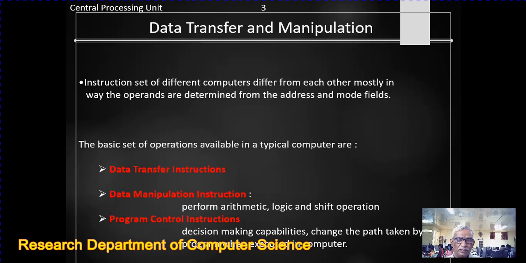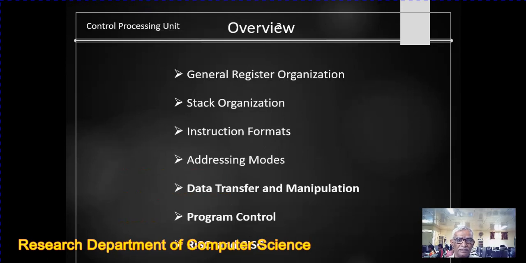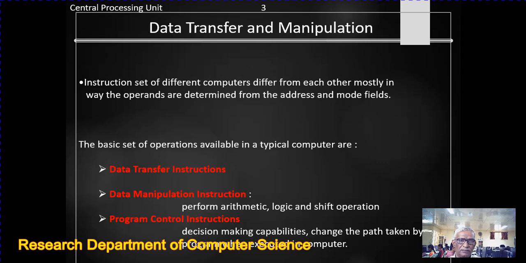So now we move on. Mainly we are going to discuss data transfer and manipulations. That means, as I already mentioned, how the data can transfer among the devices. A number of devices are available in your digital computer. So how are the data transferred and manipulated? The instruction sets of different computers differ from each other, mostly in the ways the operands are determined from the address mode fields.